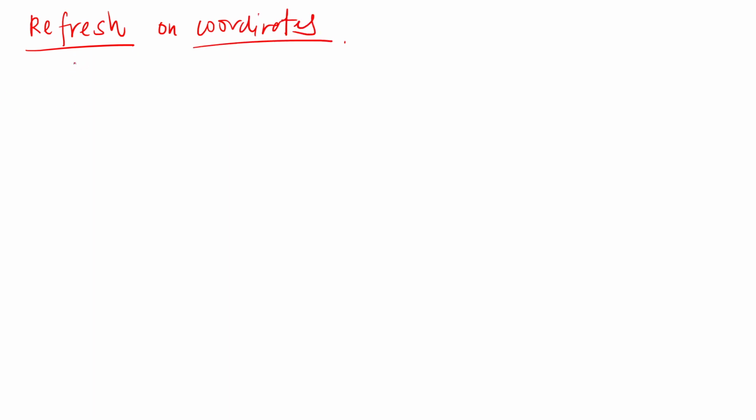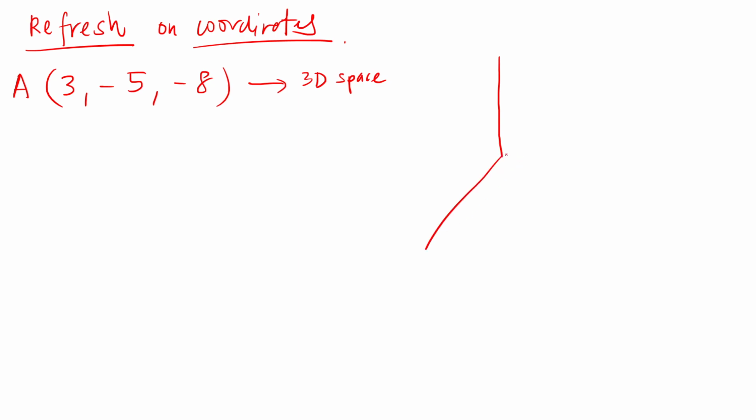Okay, so let's say I want to draw this one. For example, 3, -5, -8. How do you draw this coordinate? Let's say this one is position A. How do you draw this coordinate in the space? How to draw in 3D space? So how do you do that? You have to draw a coordinate system.